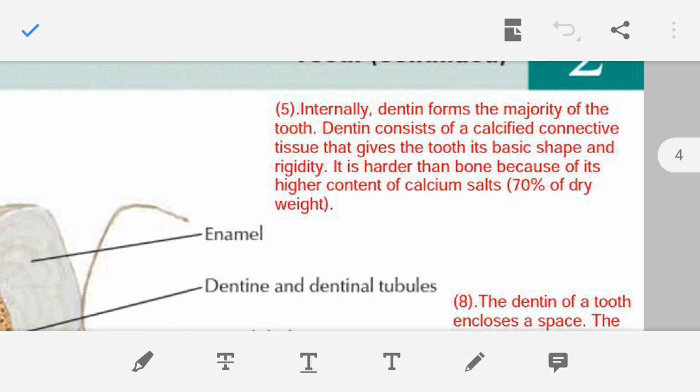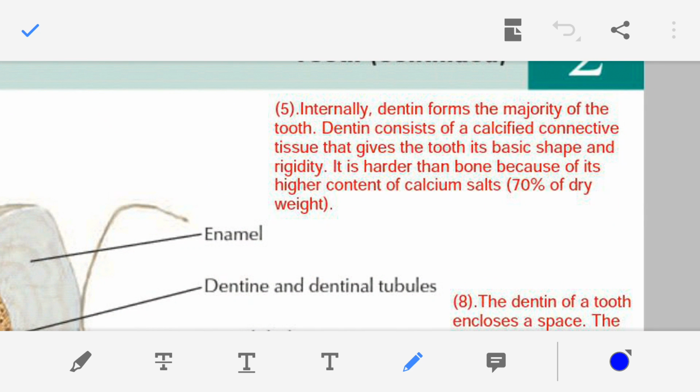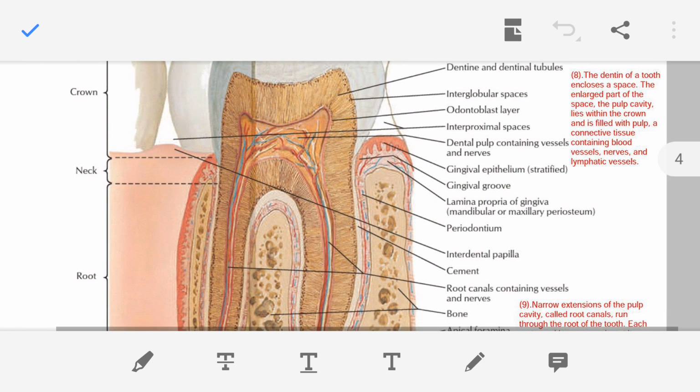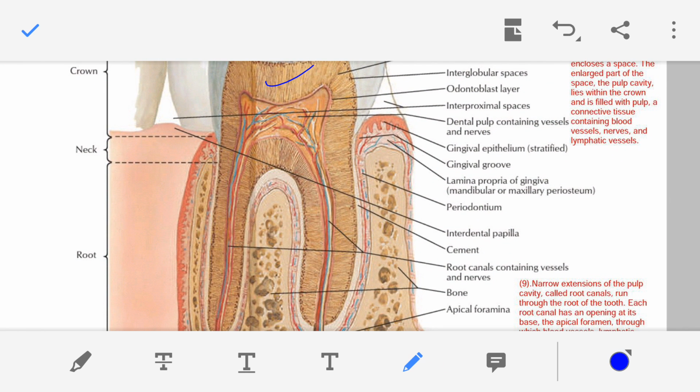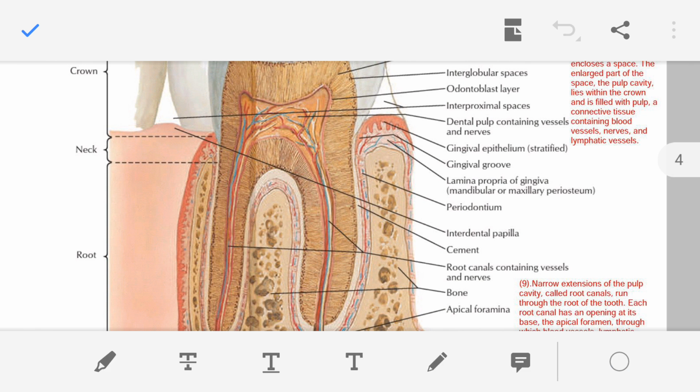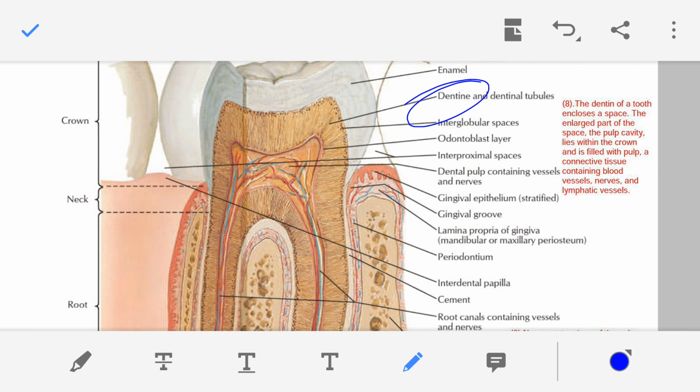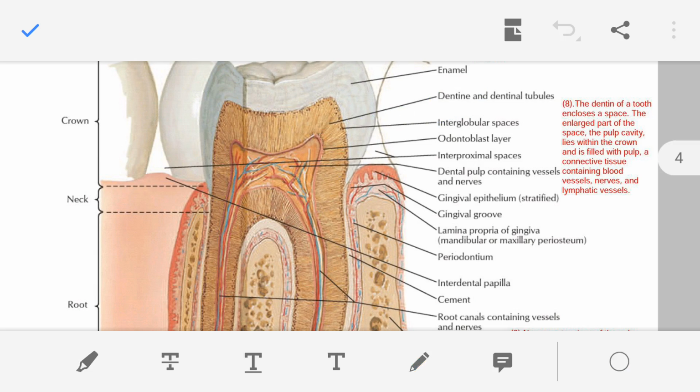Now internally, the majority of our tooth is made up of dentine. For example, over here in the figure, the camel yellow color which you are looking at is the dentine. So this is the dentine.